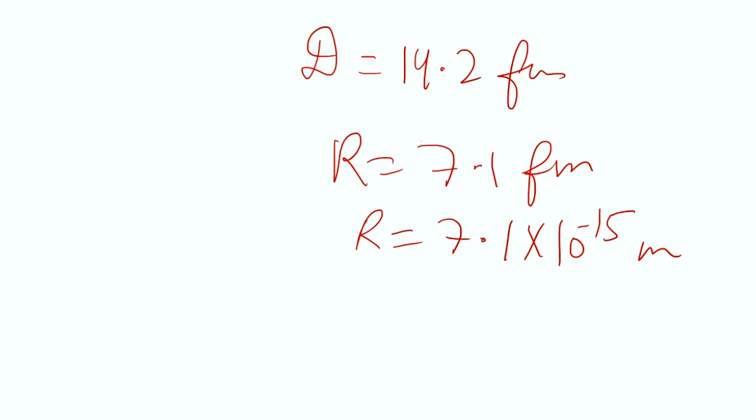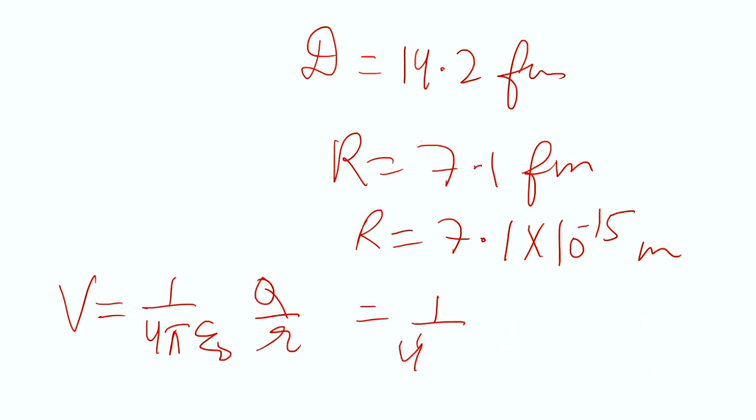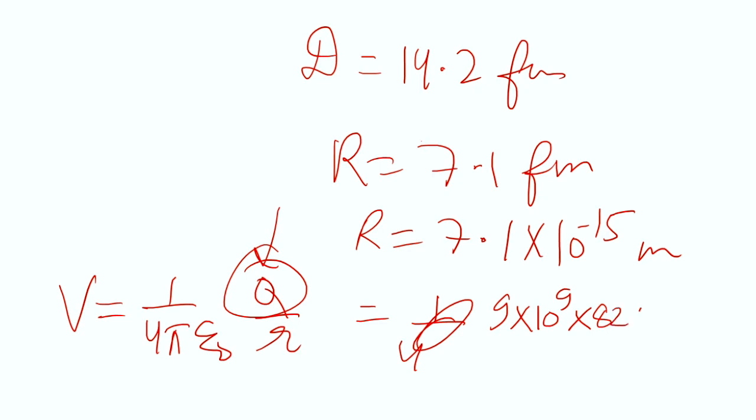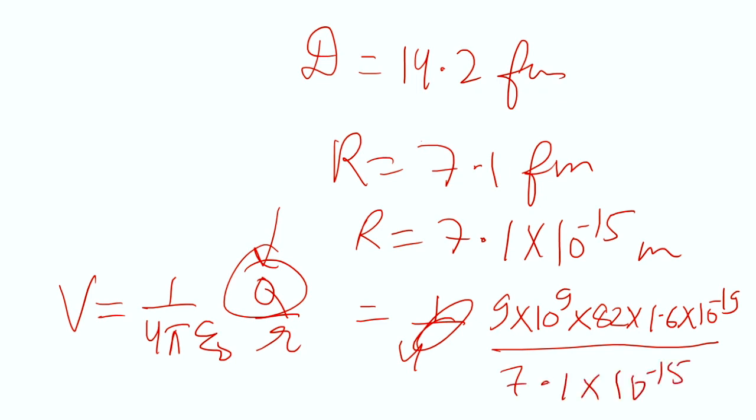Now we have to find the potential. You calculate it by 1 by 4 pi epsilon naught, which is 9 into 10 to the power 9, times Q. What is Q? That is the charge on our lead nucleus. It is the number of protons into the charge on one proton, so 82 into 1.6 into 10 to the power minus 19, divided by R, the radius, 7.1 into 10 to the power minus 15. When you calculate this whole thing, you get 1.66 into 10 to the power 7 volt.